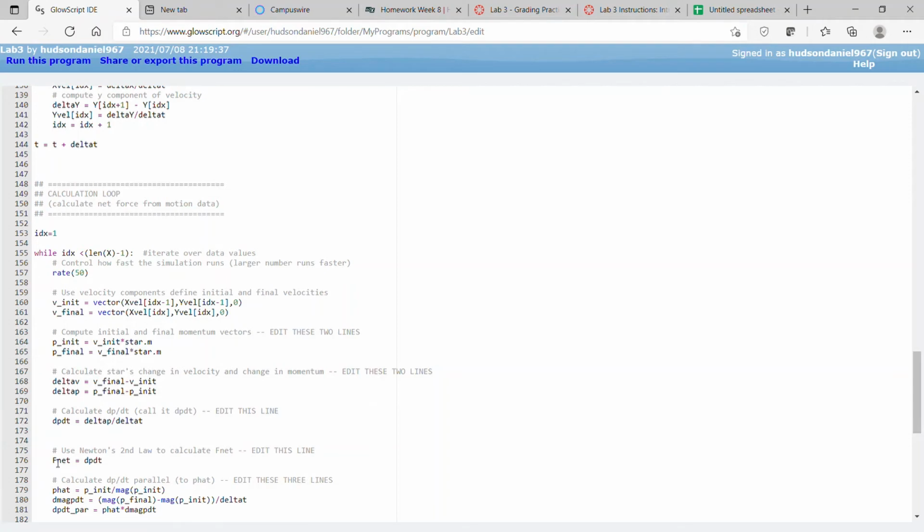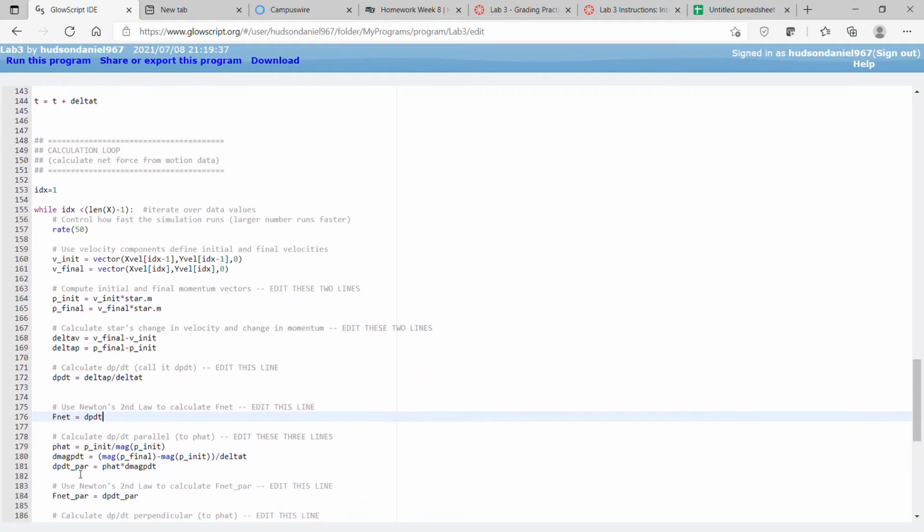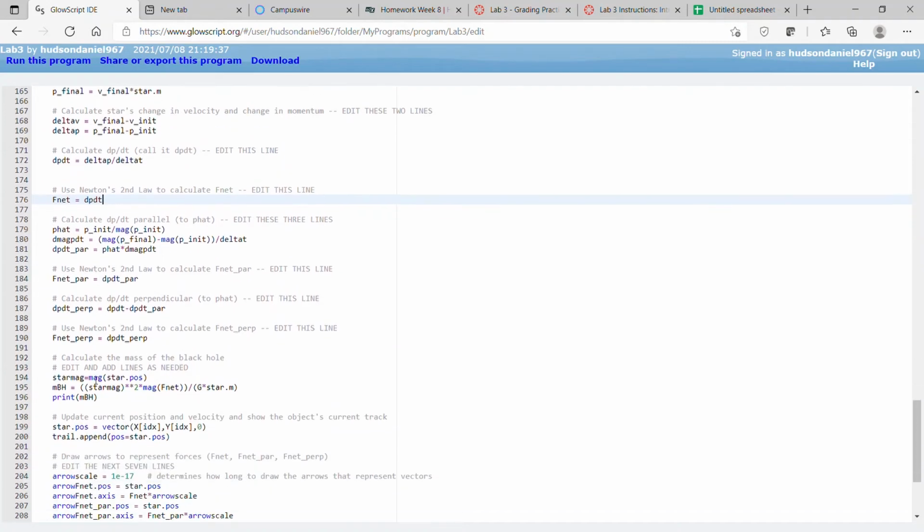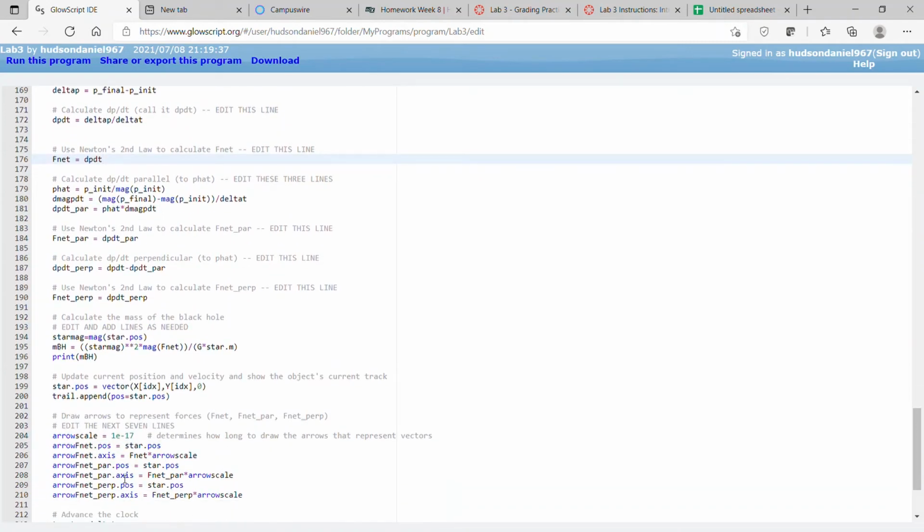Here you can see the momentum principle in action, net force equal to the change of momentum over the change in time. I also calculated the parallel and perpendicular forces acting on the object, which I then used to create arrows detailing those forces when you run the code. Right here, I calculated the mass of the black hole by using the gravitational force equation, which is the gravitational constant times the two masses over the distance squared. The distance squared I just set equal to the star's position because I assumed that the black hole's position was the origin of our system.